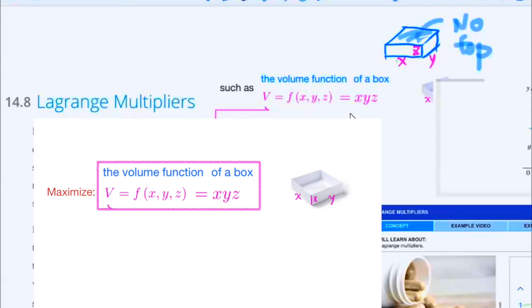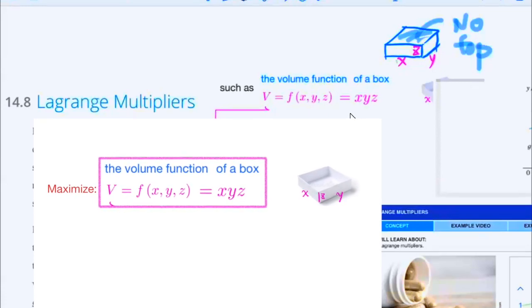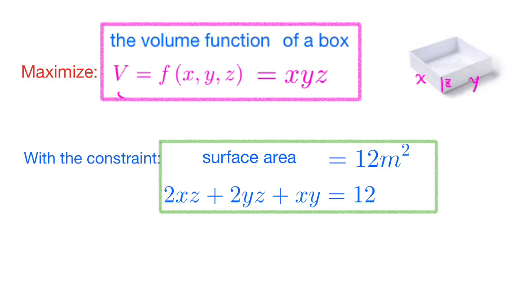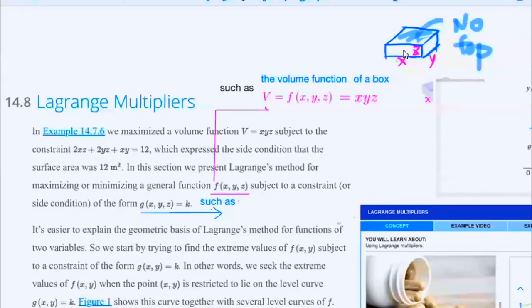At that time, we're trying to maximize the volume of this box with a constraint. What kind of constraint does it have? The constraint that we have is the surface area has to be equal to 12 square meters. In other words, 2xz plus 2yz plus x times y is equal to 12. At that time, what do we do to find the dimensions that maximize the volume for this box? Can you remember?